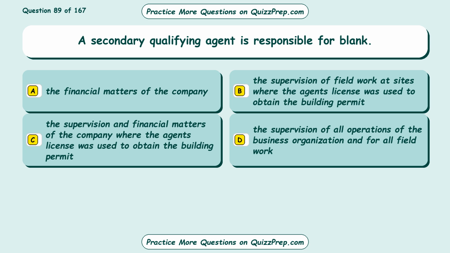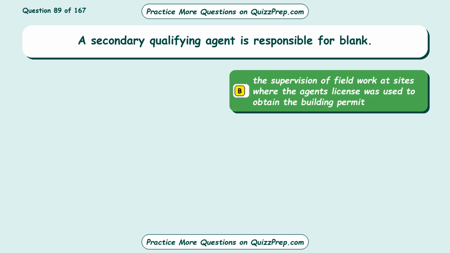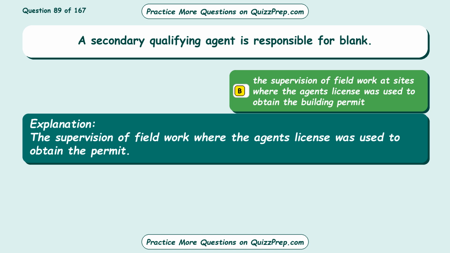Question 89. A secondary qualifying agent is responsible for blank. Option A, the financial matters of the company. Option B, the supervision of field work at sites where the agent's license was used to obtain the building permit. Option C, the supervision and financial matters of the company where the agent's license was used to obtain the building permit. Option D, the supervision of all operations of the business organization and for all field work. The correct answer is option B, the supervision of field work at sites where the agent's license was used to obtain the building permit.